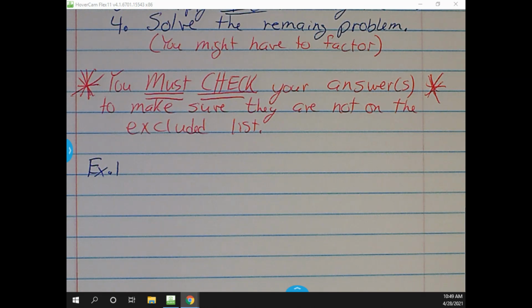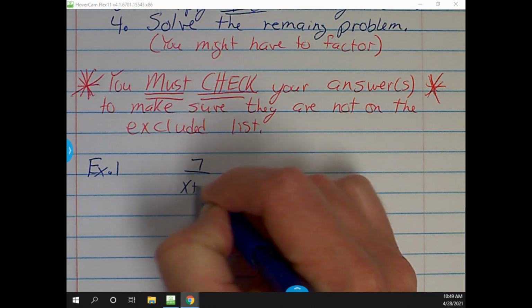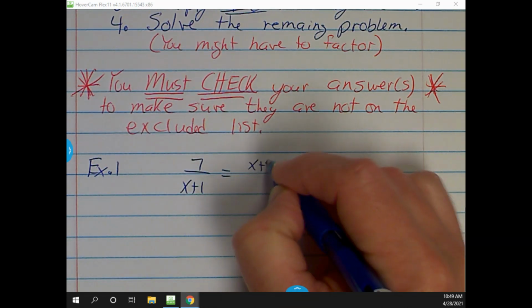All right, so for number 1, let's start you off with an almost too easy fraction for one like this. You may get something like this where you've got 7 over x plus 1 equals x plus 5 over x plus 1.